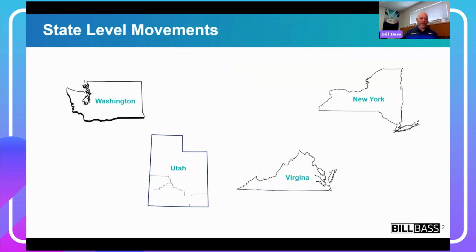It's happening at state levels. I believe Virginia is the one where it's actually a graduation requirement that has been established by the state in order to ensure that schools are moving in that direction. Washington, Utah, New York, lots of different states have portrait of graduate work, as well as what's happening in our individual districts around the country.